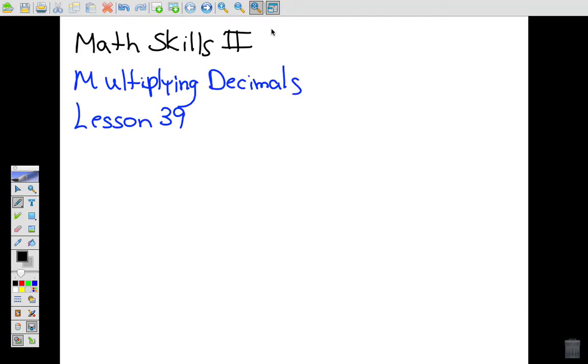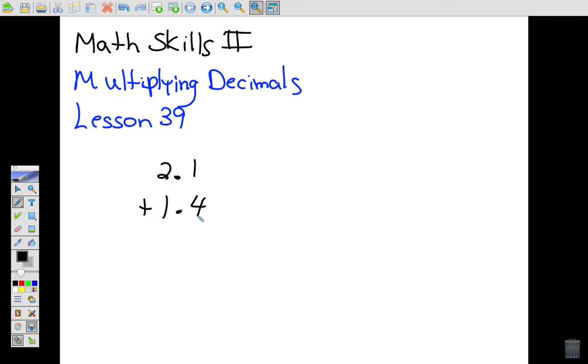All right, we're going to talk about multiplying decimals for Lesson 39. We briefly introduced this in Lesson 38, but we're going to go over a few more examples and a little bit more in depth on it in Lesson 39. Just to catch up, remember when we add or subtract decimals, you line up the decimal points.